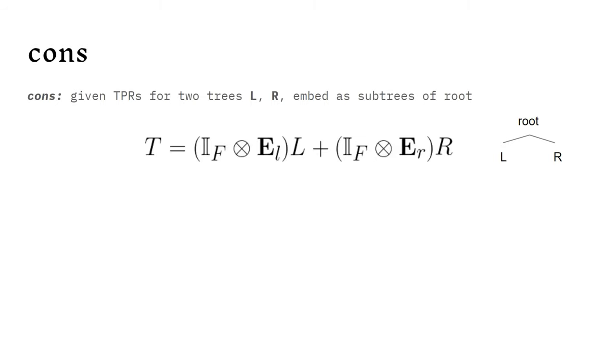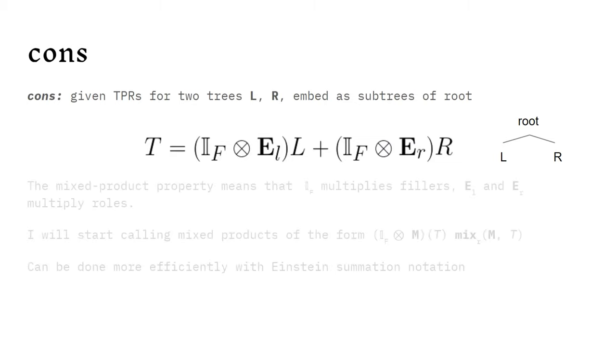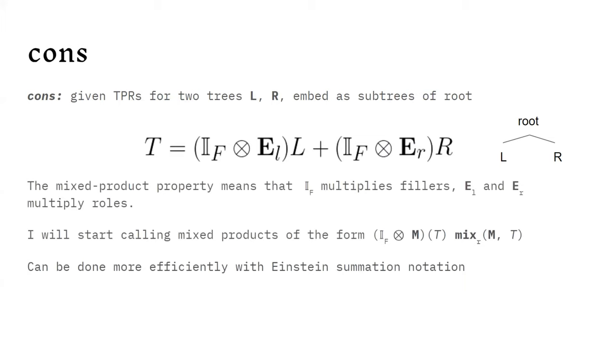So how can we do our traditional operations? To do construction, we take two subtrees, L and R, and we embed them as subtrees of root. One tricky thing is that now we've got the root on the left side. So rather than just simply tensor producting on the right, we have to use the mixed product property to distribute over, to do nothing to the roles and multiply the fillers on the left. This mixed product comes up a lot because we want to operate at the root level pretty frequently. So I abbreviate that as mix role, and then the matrix we want to apply to the roles and the tensor product.